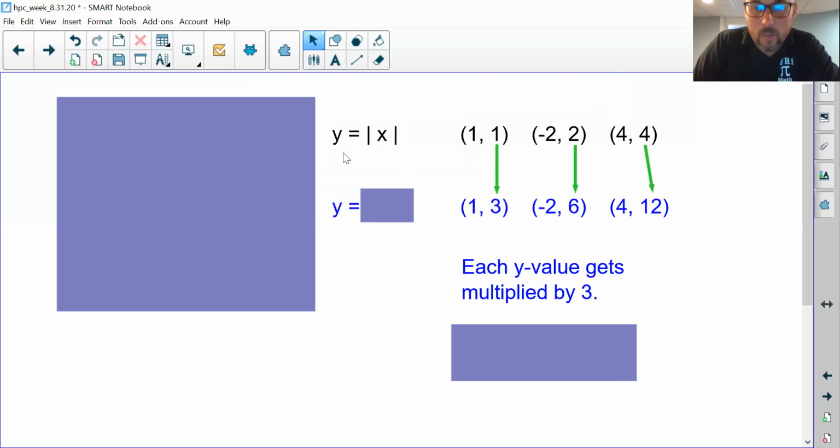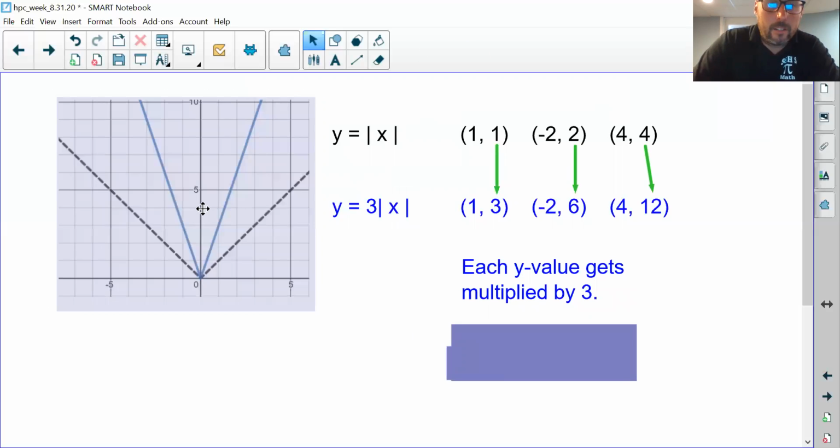Now, you know what y is. Y is the absolute value of x. So I want to take 3 times y. So it's 3 times the absolute value of x, which is what this is. And graphically, it looks like this. The dashed line, of course, is the parent function. The blue line is the transformation. Every y value that was on the black has been tripled.